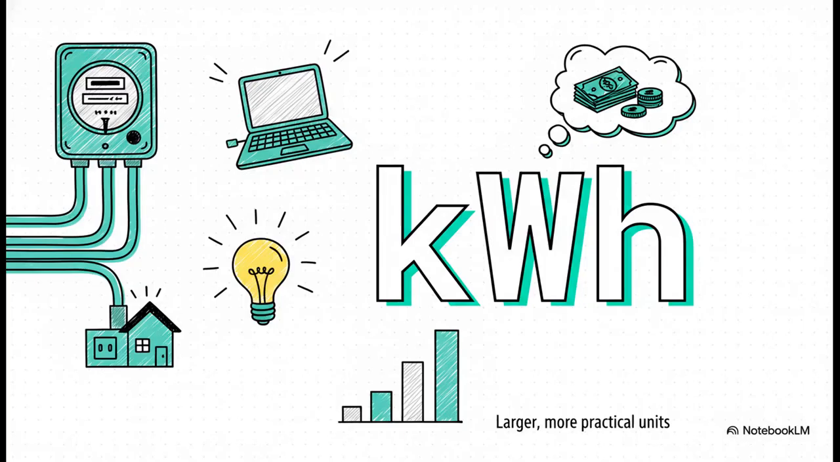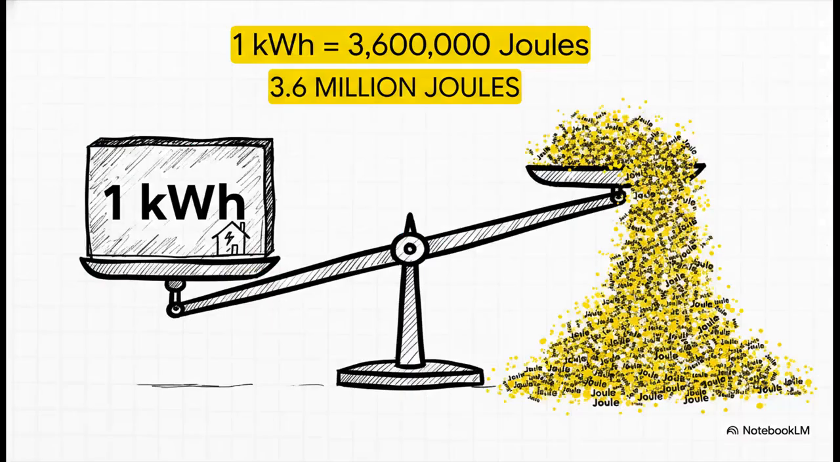Now, when the power company wants to bill you, they can't count every single little joule of energy. The numbers would be insane. So instead, they use a bigger, more practical unit called the kilowatt hour. That's the amount of energy a 1,000-watt appliance would use if you left it on for a whole hour. This is what you actually pay for. And get this, here's the conversion. Just one of those kilowatt hours is equal to 3.6 million joules. It's kind of crazy when you realize just how much energy we're using without even thinking about it, huh?